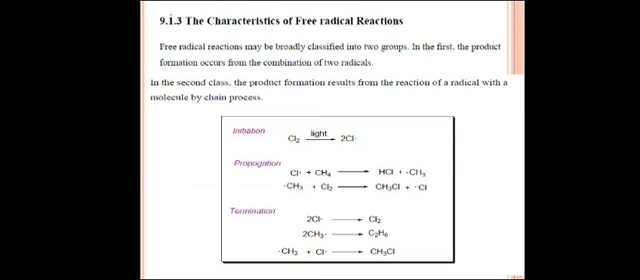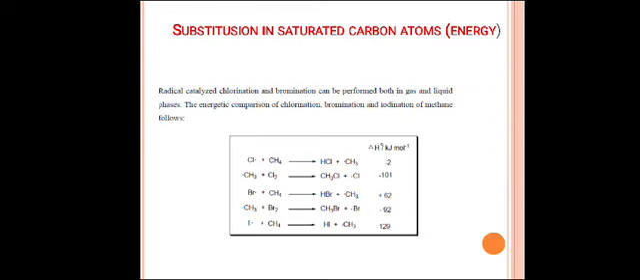Then the characteristics of free radicals. The free radical process starts first with the initiation step, then the propagation step, then the termination step, and in that the substitution in saturated carbon atoms. Here, radical catalyzed chlorination and bromination can be performed both in the gas phase and the liquid phase. The energetic comparison of chlorination, bromination and iodination of methane follows here.